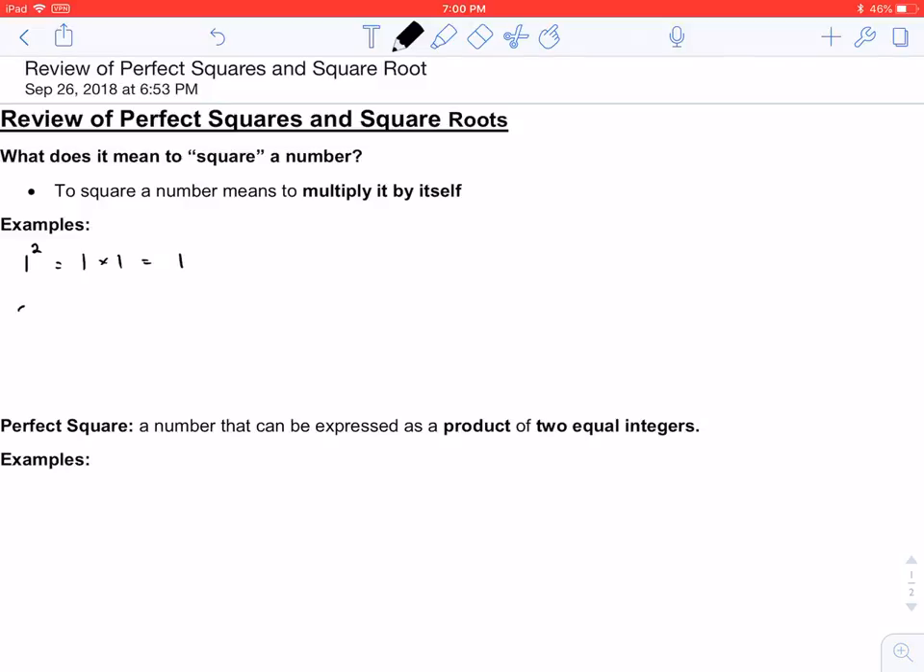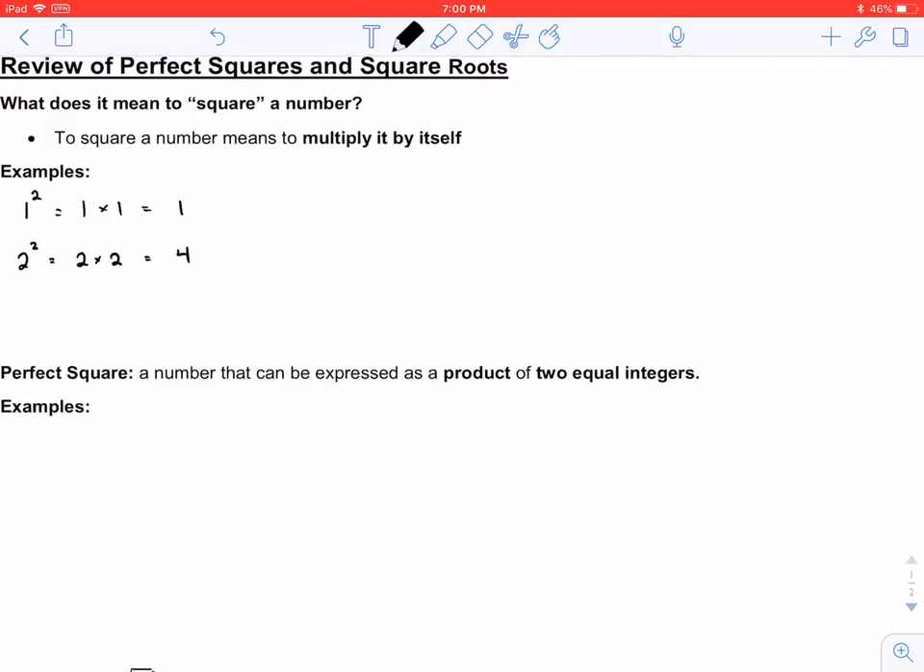We can keep going. 2 squared is equal to 2 times itself, or 2 times 2, which is equal to 4. We can keep going. 3 squared is equal to 3 times 3. Oops, I messed up there. I gave the answer, but it's 3 times 3, which is equal to 9.